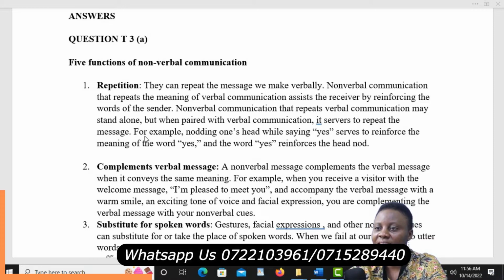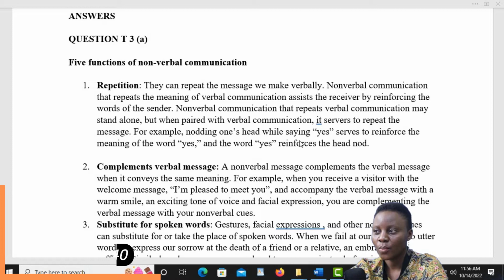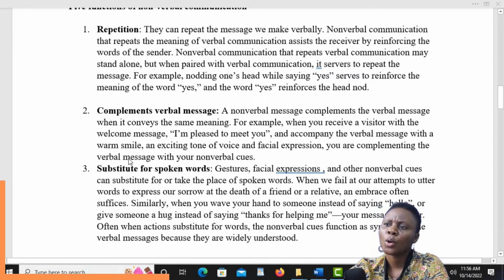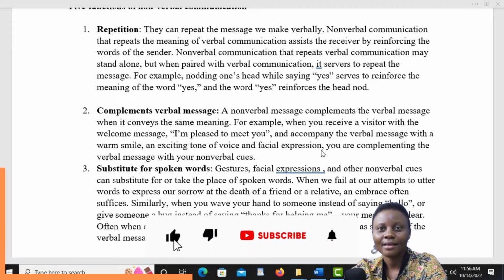That is why we've been given this example here, because in each and every answer we are given an example. For example, nodding one's head while saying yes serves to reinforce the meaning of the word yes. So that is number 1. And then it also complements the verbal message. How does it complement the verbal message? For example, when you receive a visitor with a welcome message while having a smile on the face, that will communicate something to the visitor.